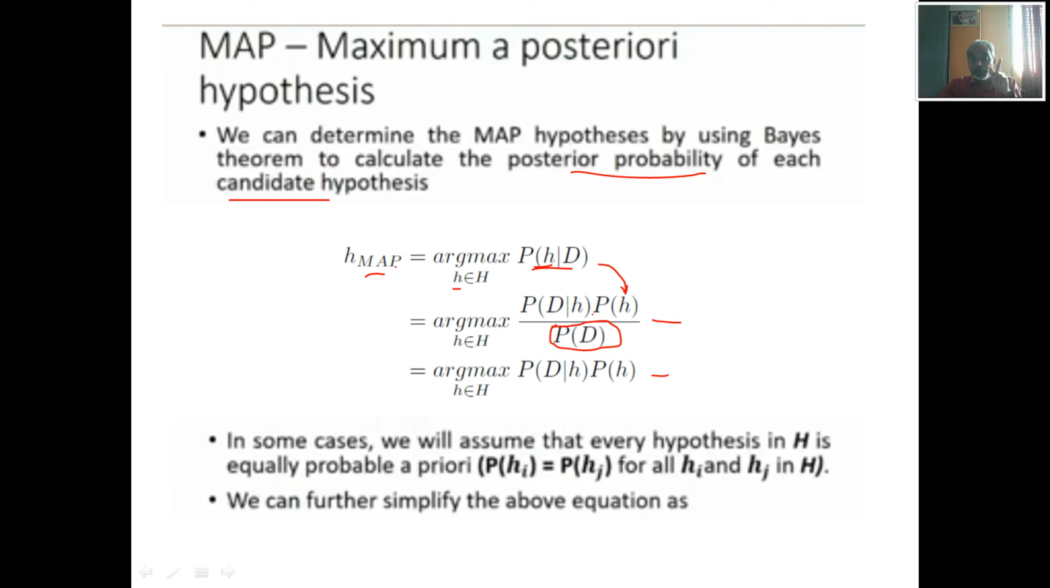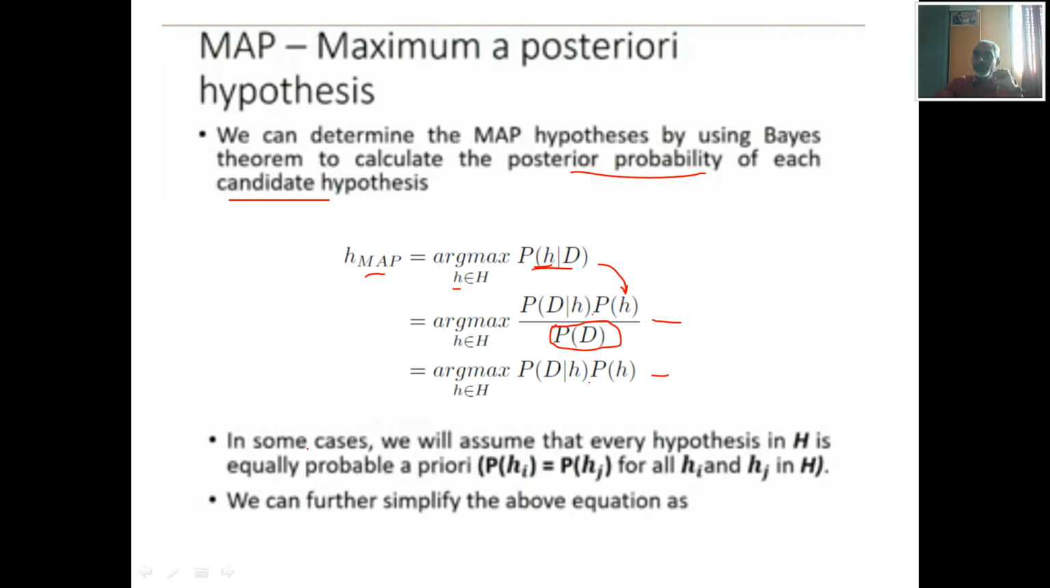So now what is this h_MAP? It is equal to arg max over h belonging to capital H of probability of D given h, that is, for a given hypothesis, the probability of your training data set D, multiplied with the prior probability P(h). So this gives us what is called the maximum a posteriori hypothesis, right?